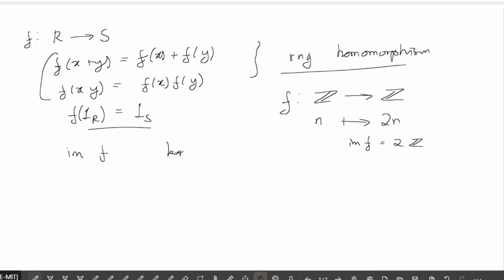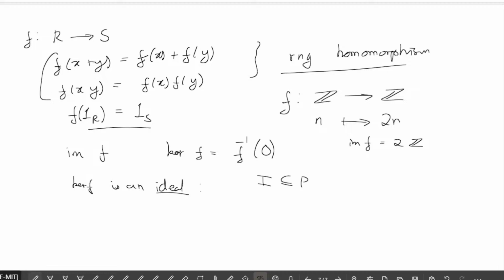Just that kernel is what? Coming from group theory, don't make the mistake of saying that kernel is the pre-image of 1. It is the pre-image of 0. Okay, so kernel is the pre-image of 0. So what is the property of the kernel? Kernel is an ideal. Kernel is an ideal of R. So we'll define ideal.